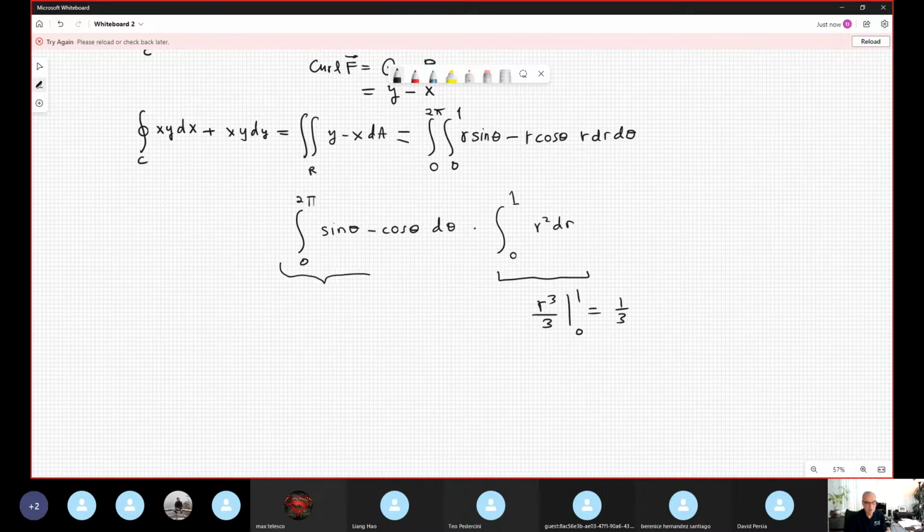And compute this. Sometimes it happens when you have a combination of sine and cosine and you integrate over one period, the answer is 0. But okay, suppose you don't know, no problem. Antiderivative of sine is minus cosine. Antiderivative of cosine is sine. Evaluate between 0 and 2 pi. Plugging in.